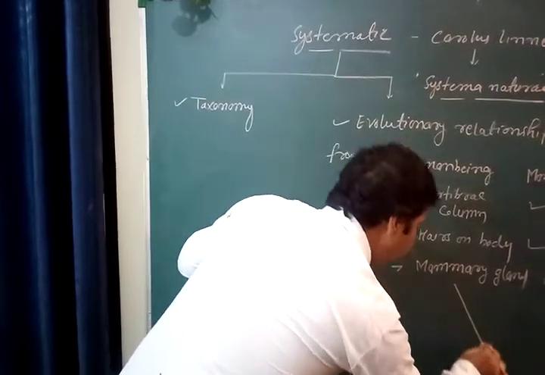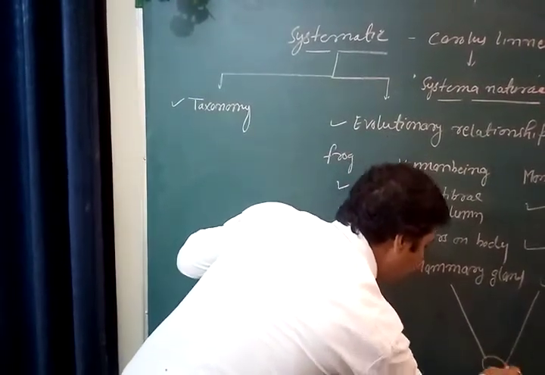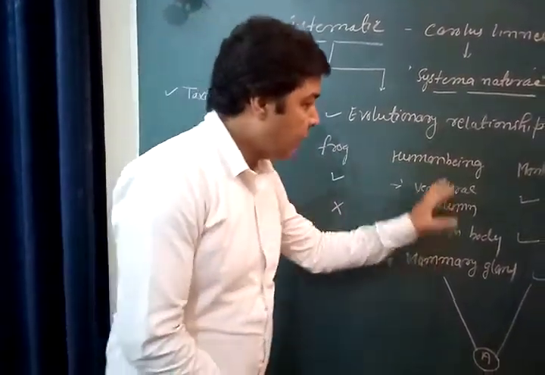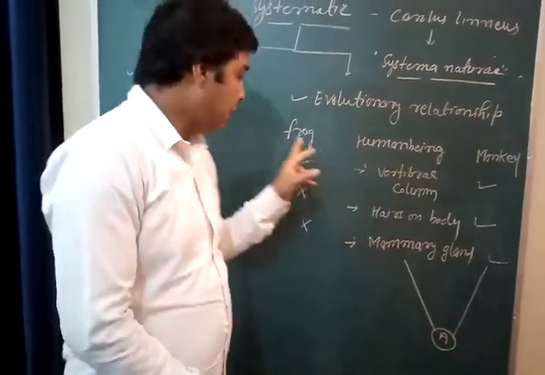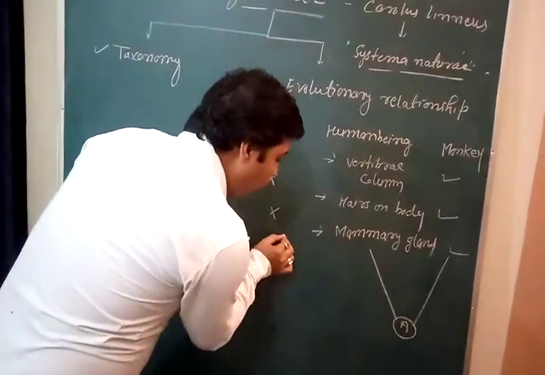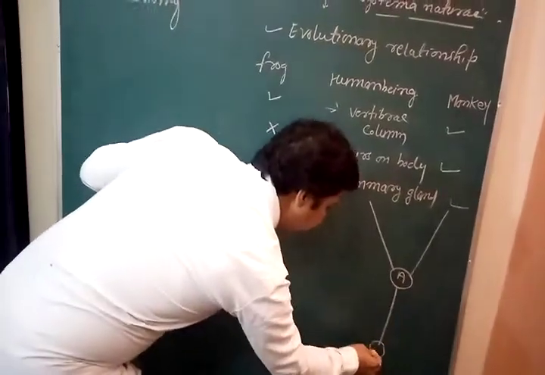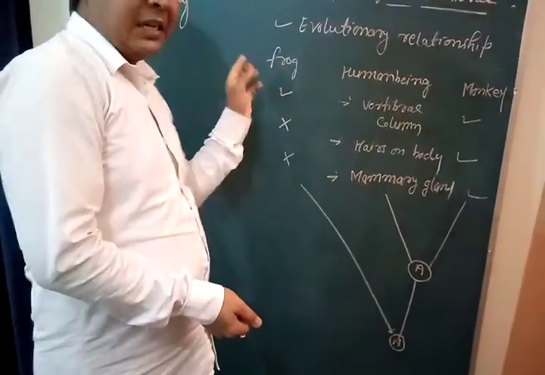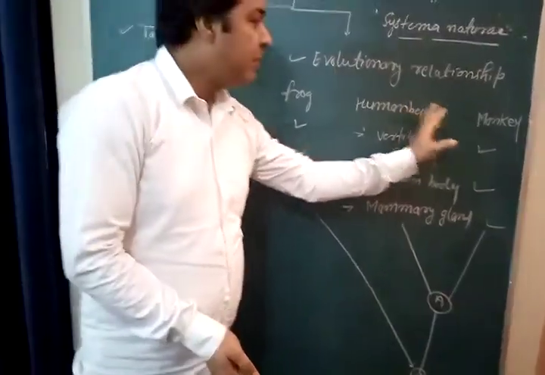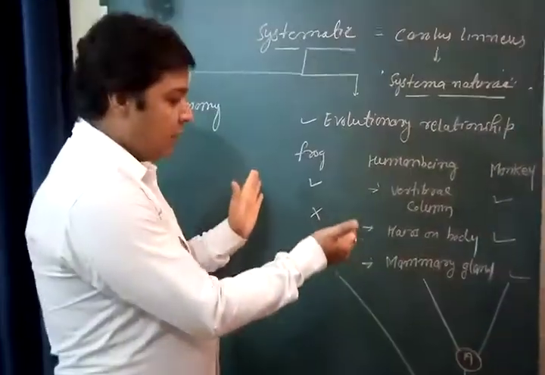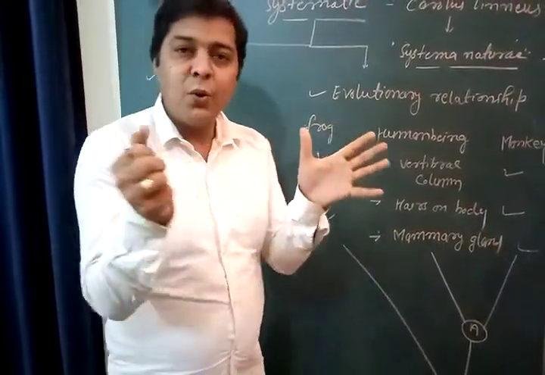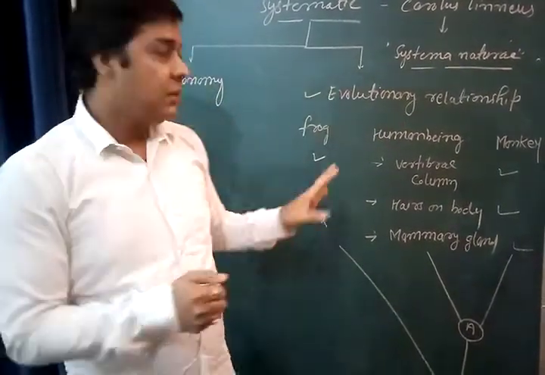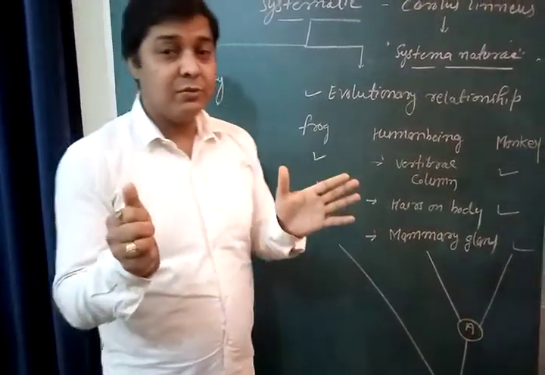So what we find? We find that human beings and monkeys have a common ancestor, because most of the properties are similar, but here we cannot correlate with this. The ancestor of these may be related with this one. The frog is not directly correlated with human beings and monkey. This is about how these animals are closely related with each other on the basis of characteristic features. This is evolutionary relationship. I think it is clear to everybody.